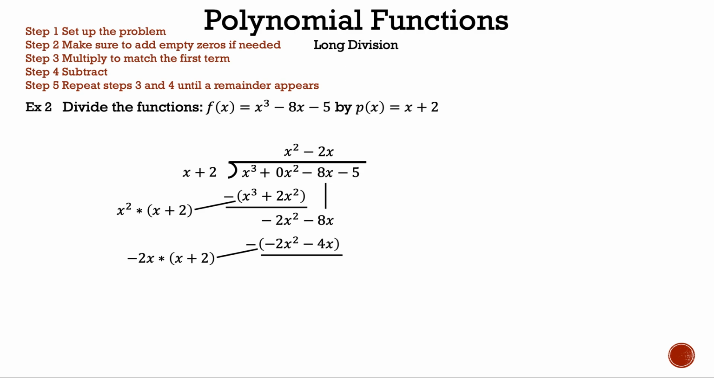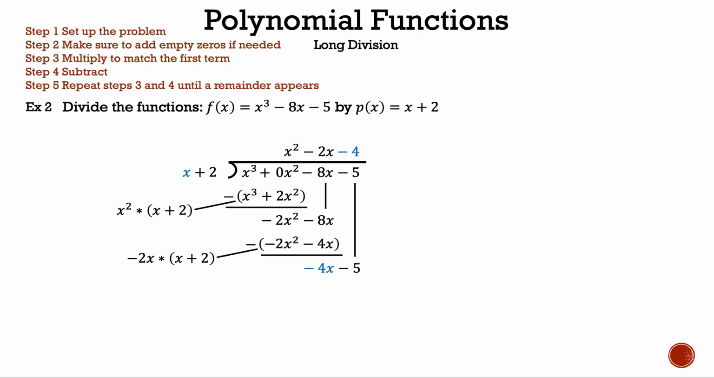Now we subtract. It is important to have the parentheses, otherwise we might forget to change the sign on the second term. Now let's subtract, and our result is 0x squared minus 4x. Let's get rid of the 0x squared and bring down the negative 5. Now we need to focus on the x and the negative 4x. What term do we think we need to multiply x by to get negative 4x? That is correct, negative 4.